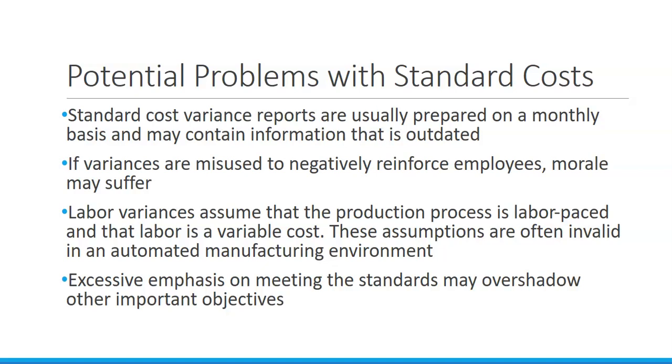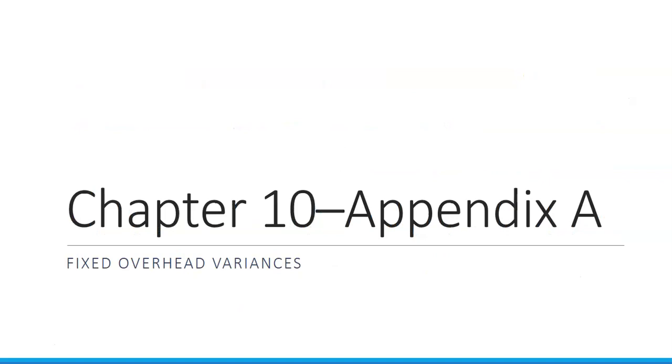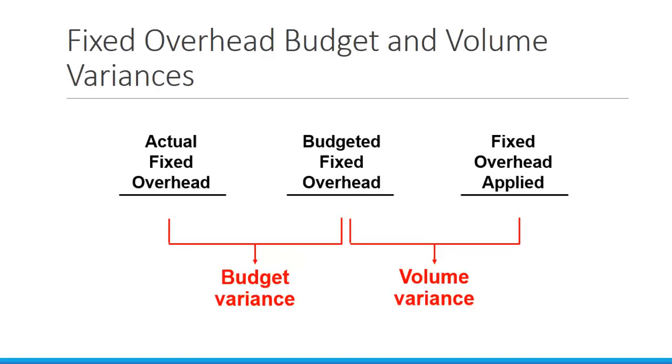And we might put too much emphasis on meeting specific standards that can take us out of strategic alignment or away from looking at other business objectives that we should be looking at. That's the end of Chapter 10, but we're also going to cover the first appendix for Chapter 10, which covers fixed overhead variances.